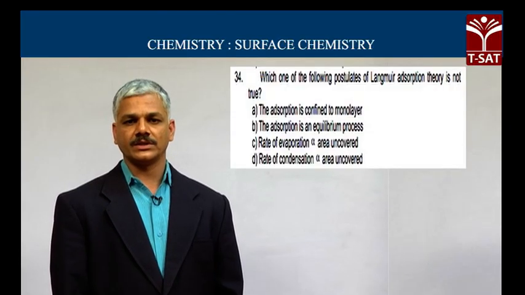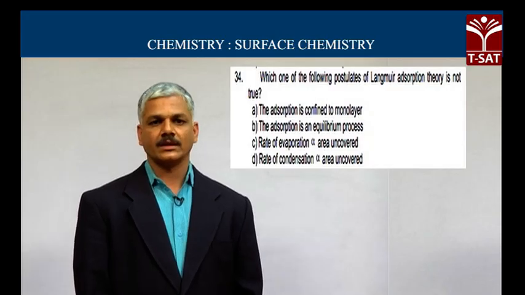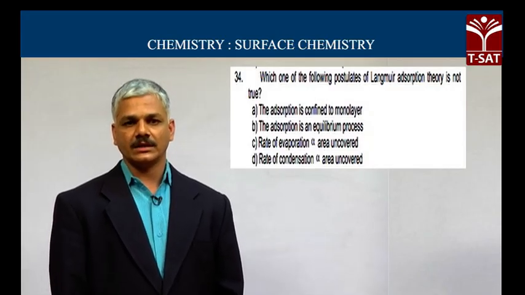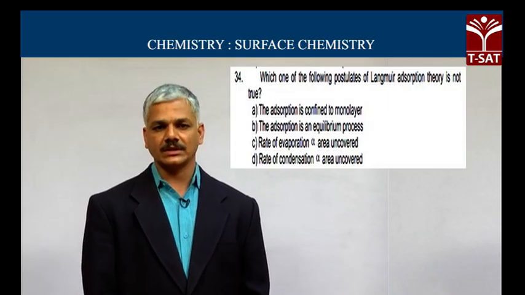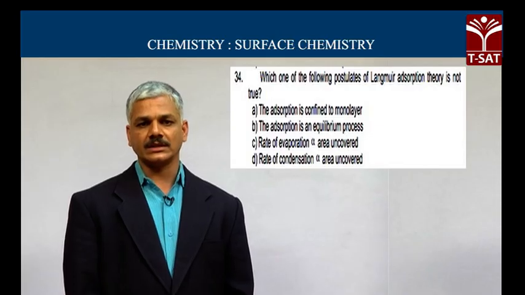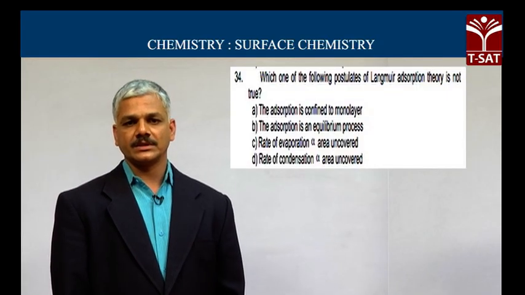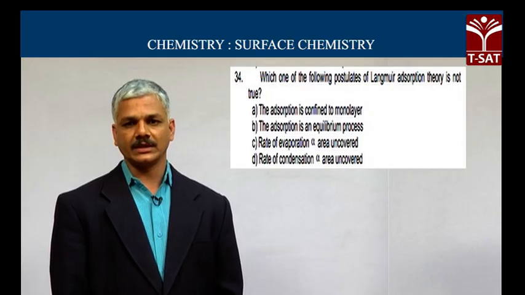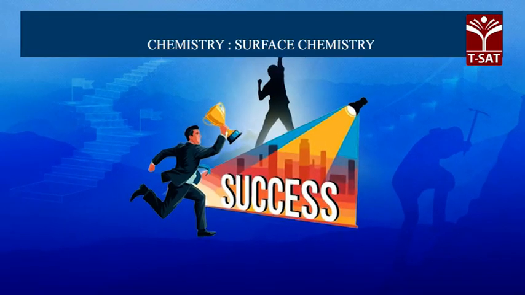34th question. Which one of the following postulate of Langmuir adsorption theory is not true? Given options are A. The adsorption is confined to monolayer. Adsorption is an equilibrium process. Rate of evaporation is directly proportional to area uncovered. Rate of condensation is directly proportional to area uncovered. The correct option is A. The adsorption is confined to monolayer because it is multi-layered in case of physical adsorption.